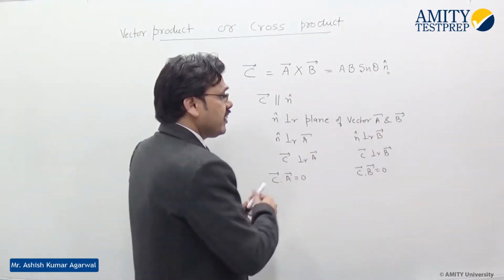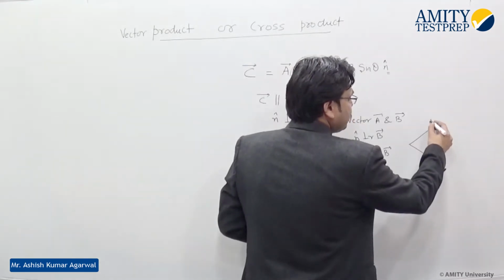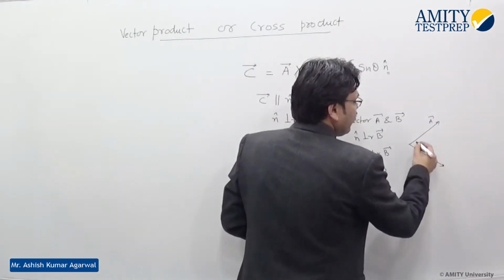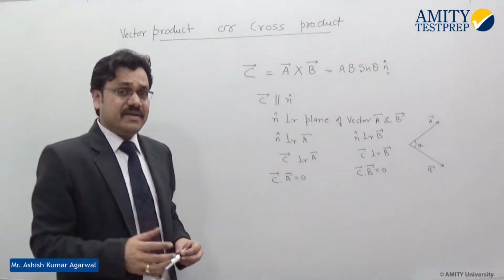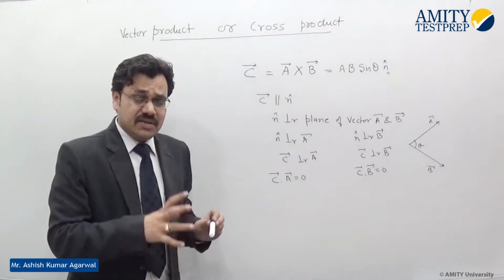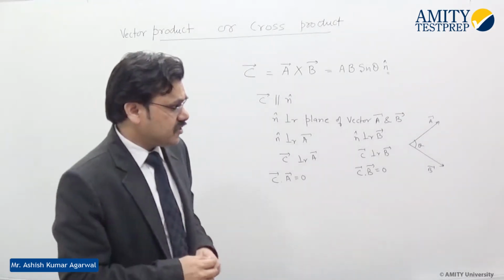Now how can you find out the angle? Similarly, as I have said again, you have to draw the two co-initial vectors and find the angle between these two. Now, what is the direction of n cap? We discussed that the direction is perpendicular to the plane. But in which direction?